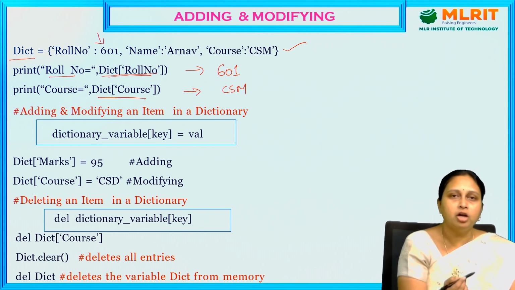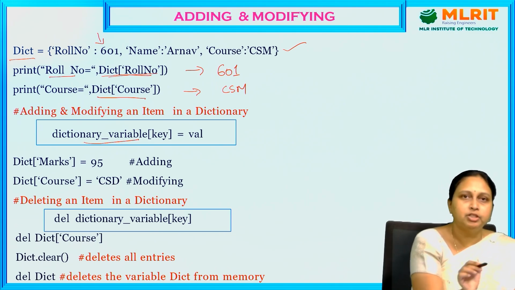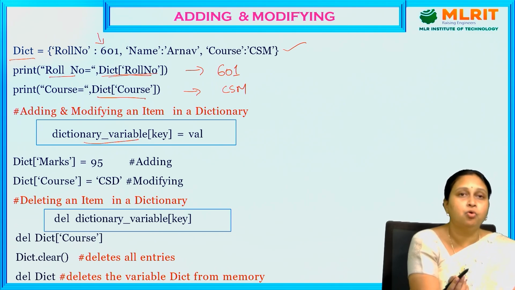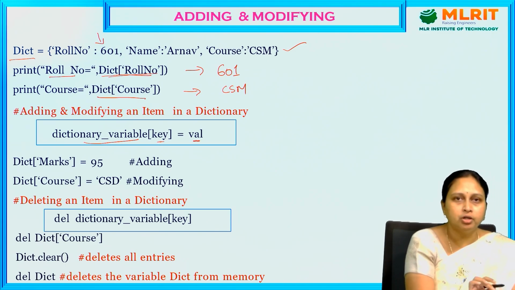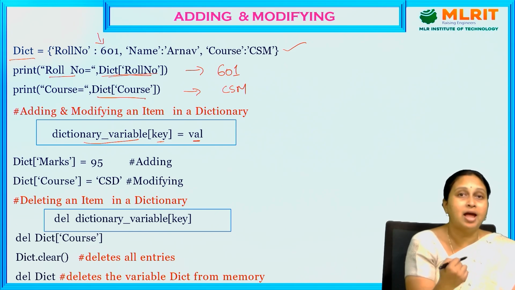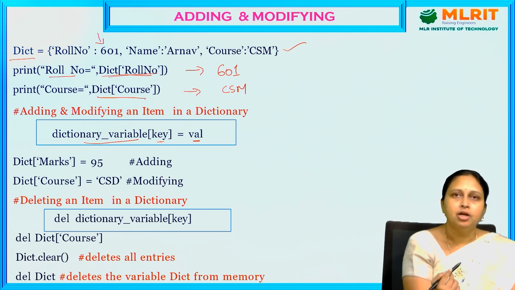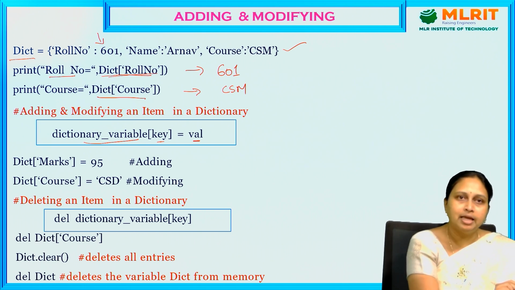Now, if I want to modify a key, in that particular case, how are we going to define the syntax for it? Dictionary variable, which one you want to modify or which one you want to add. Both things can be done here, adding or modifying. Dictionary underscore variable of key equal to value. If that particular key is not present, it will be added as a new key as well as a value into the dictionary, right? Now, let us see with an example so that you can understand more clearly.